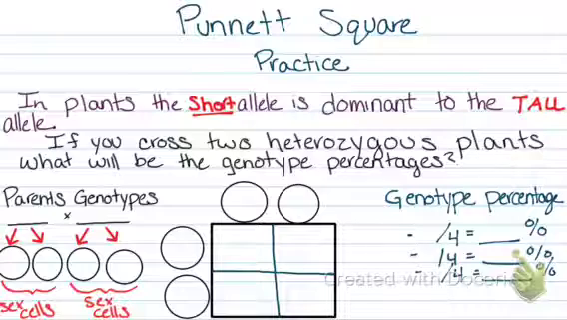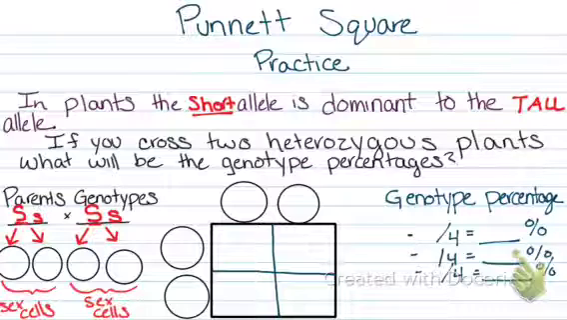Okay, is everyone ready for the answer now? So, both plants are heterozygous. And because the short allele is dominant, we're going to use a capital S to represent the dominant short and a lowercase s to represent the recessive tall. Heterozygous means the 2 alleles will be different from each other. So there will be a capital S and a lowercase s. And remember, both parents are heterozygous, so both parents have a capital S and a little s.